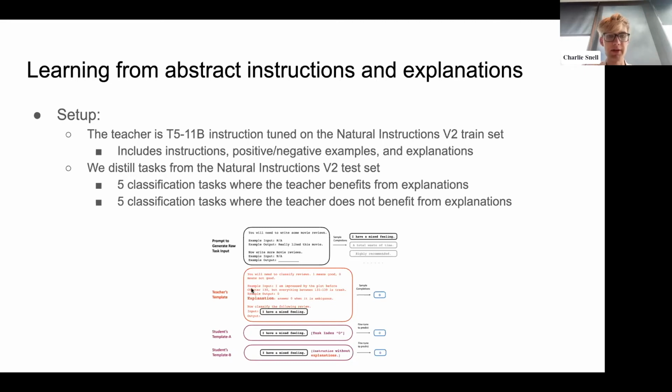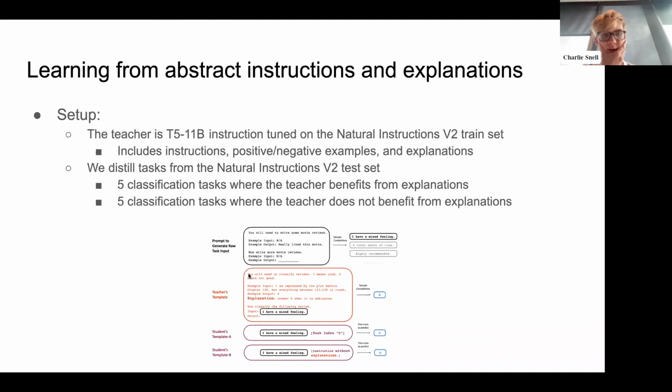And so the setup looks like this, where you have a description of the task. You're going to classify reviews. Here's an example input: I'm impressed by the plot, everything in between. Here's an example output. And then you might have a natural language explanation of why this is the right answer. So the answer is supposed to be 0 when it's ambiguous. That's a prompt describing the task. And then you give it an input and ask for an output. That's what the Natural Instructions data set looks like.